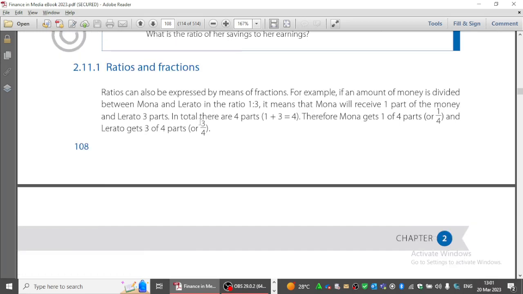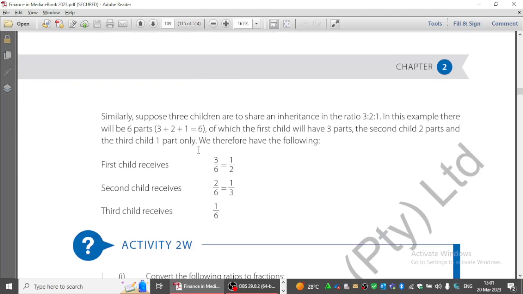Like the following example that says Mona and Lerato are going to divide some money, and that money will be divided in the following ratio: 1 to 3. So it means that Mona will receive one part of the money and Lerato 3 parts. So in total there are how many parts? 4, which is 1 plus 3. This means that Mona is going to get 1 out of the 4 parts of the money that is going to be shared, and Lerato will get 3 of the 4 parts of the money that is going to be shared. So that is converting ratios into fractions.